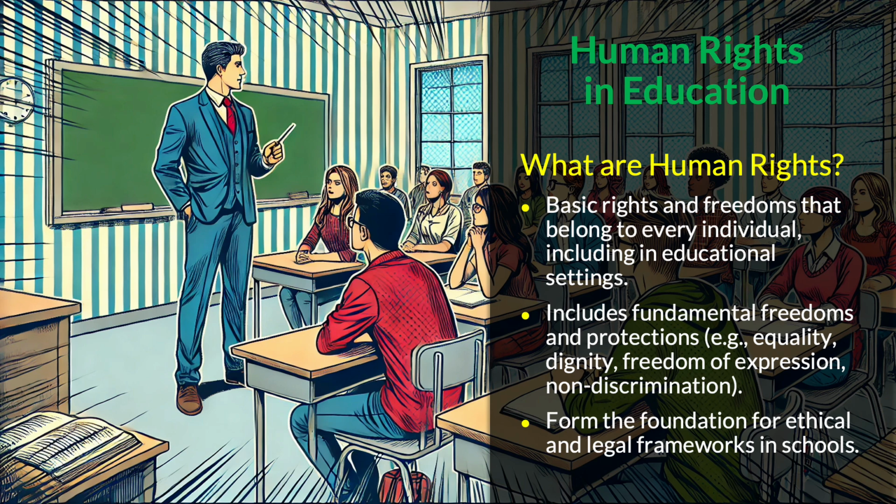Human rights are basic freedoms and protections that belong to every person, regardless of background. In the context of education, this means that every student has the right to be treated with equality, dignity, and without discrimination. This includes access to necessary educational resources, a safe learning environment free from bullying or bias, and fair treatment across all aspects of school life.